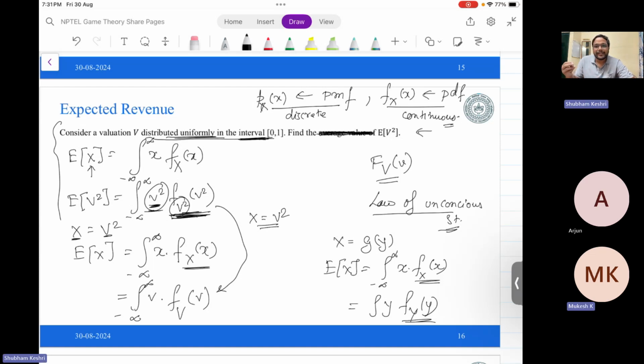Okay, so let's complete it. The answer is, instead of x f x dx, it will be v f of v dv, and that's the answer. I am saying it will be v square. It is not v square, I'm sorry. The law of the unconscious statistician is telling us to go from v square to v. That's the answer. If you do this, you will get the expected value of v square.